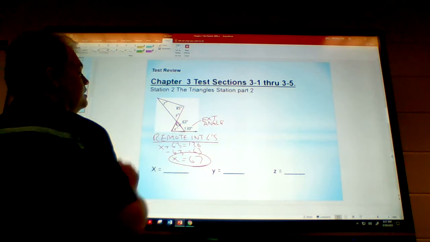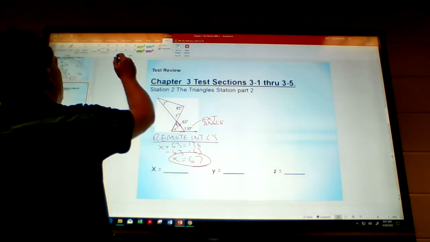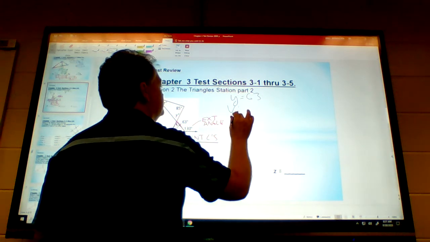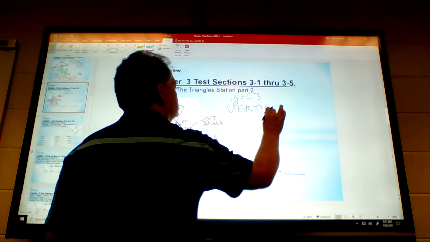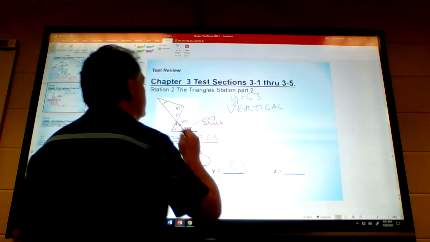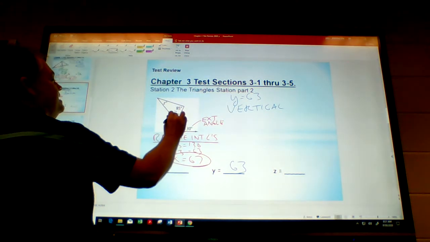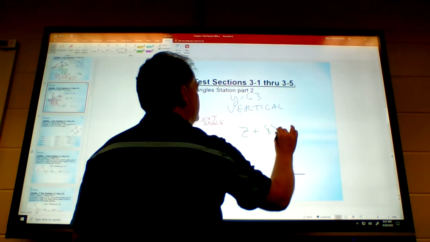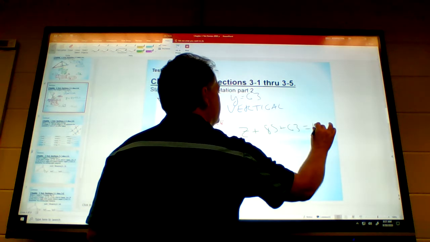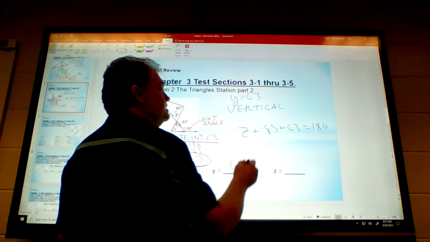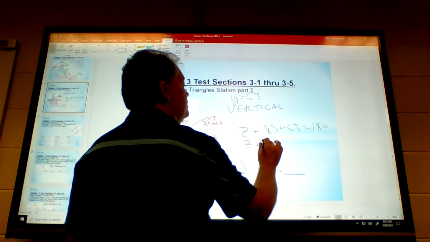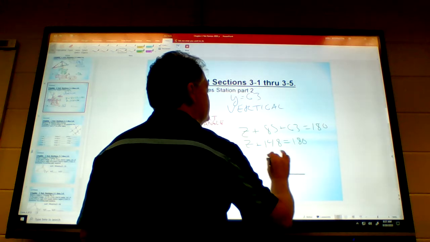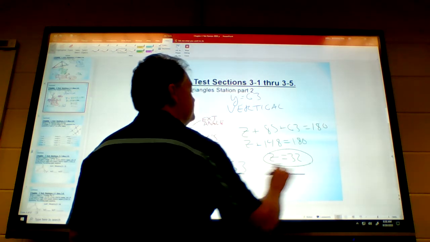So these two right here are a perfect example of remote interior angles. Now, Y equals 63 because they're vertical. And then once we have that, Z plus 85 plus 63 equals 180 degrees, which is Z plus 148 equals 180. So Z equals 32 degrees.